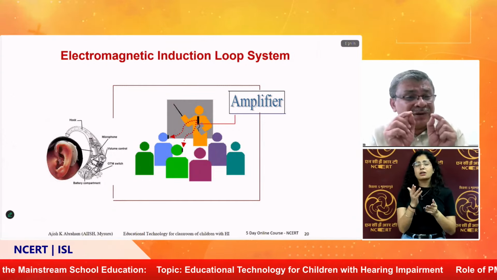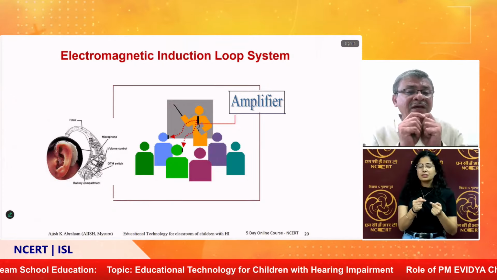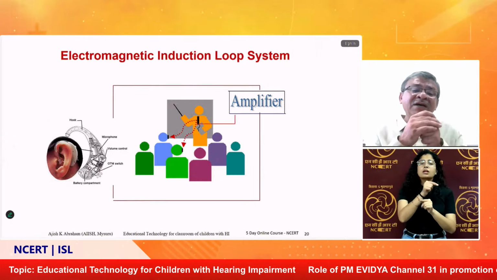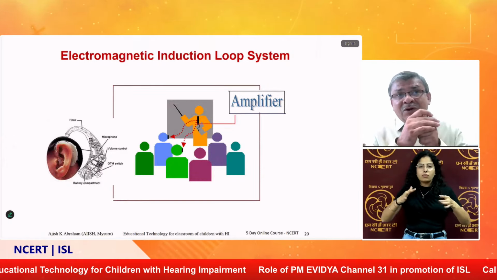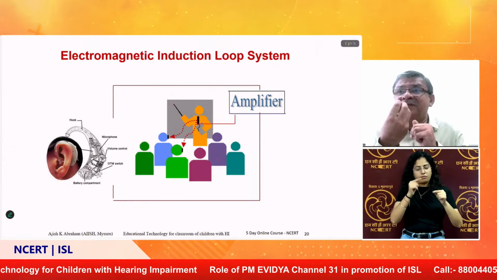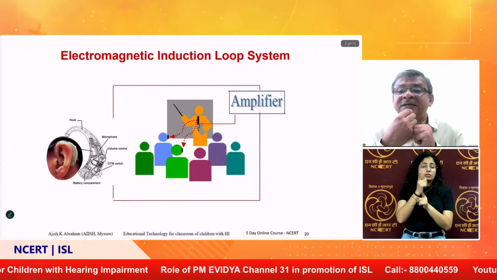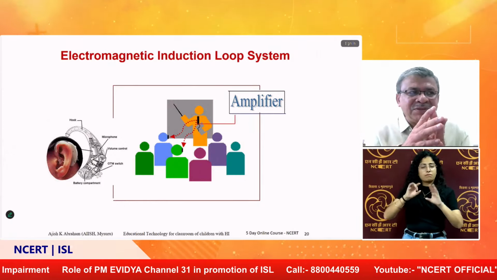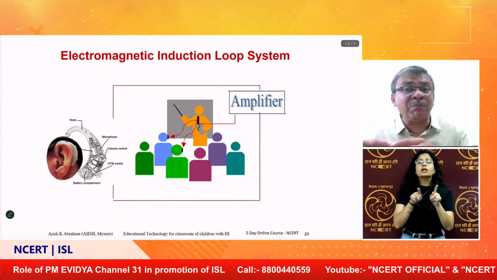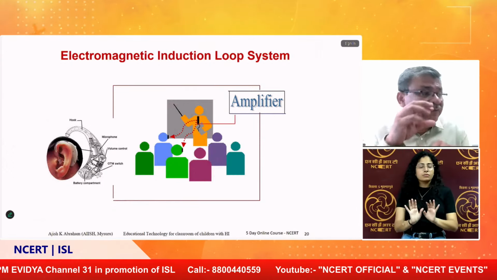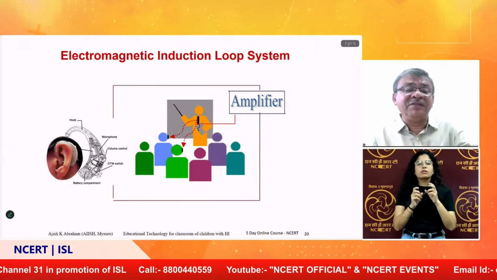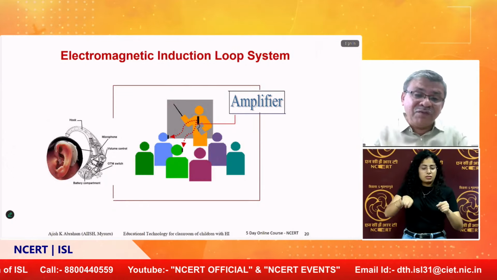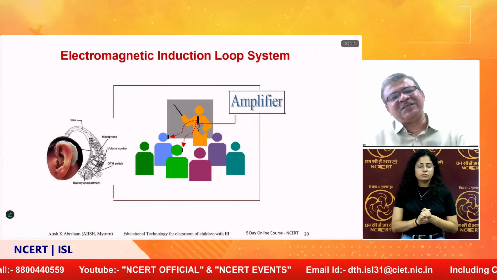But it has a small limitation. This loop of wire carries electromagnetic waves, and those electromagnetic waves are because of the speech from the teacher. But there are other electromagnetic waves in the classroom. The broadcast signals are there, the mobile broadcast signals are there. Even though they are very low in amplitude, they will definitely interfere with this electromagnetic signal which is coming from the amplifier.